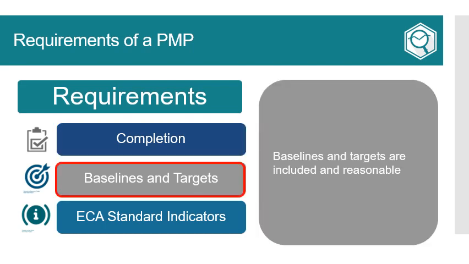Baselines and targets must be included and make sense for the program. As a reminder, if there is no baseline to report, there should be a plan for how to obtain or produce the value in the future. If you have questions about how to set baselines or targets, please see the webinar on the ECA Evaluation Division's website on the Capacity Building page for additional guidance.